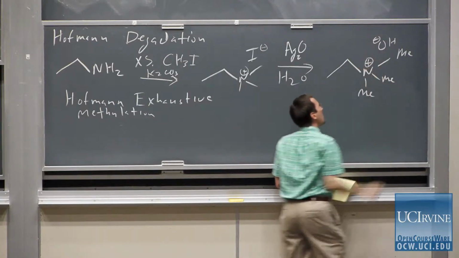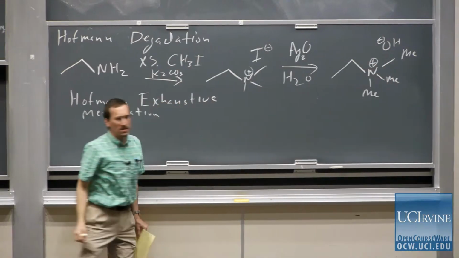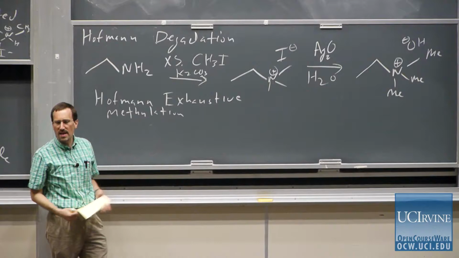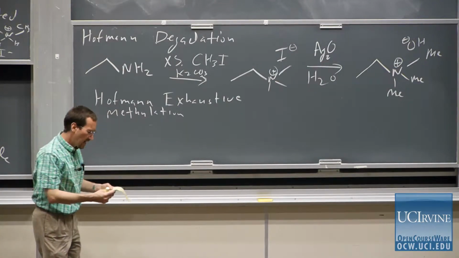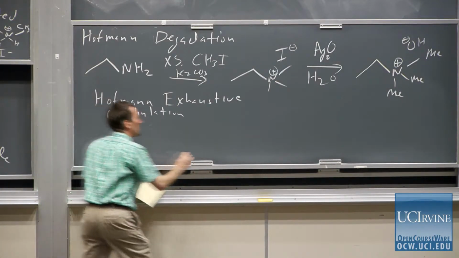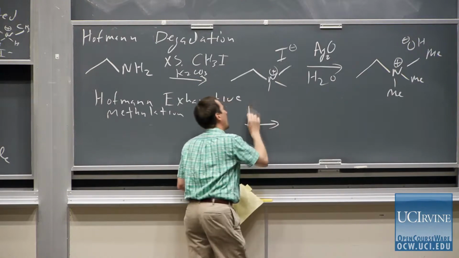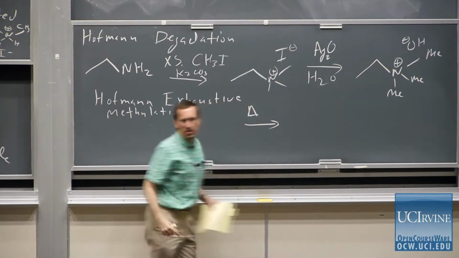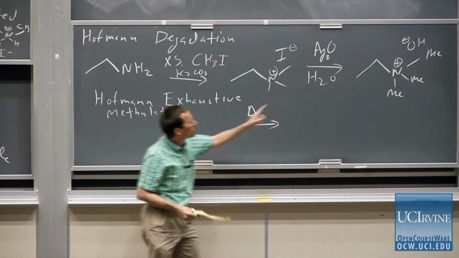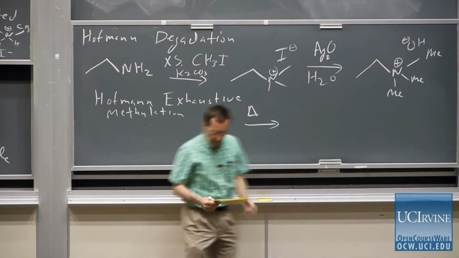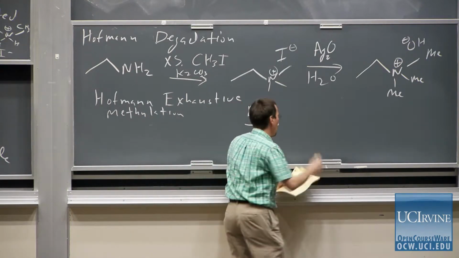And of course, hydroxide is a good base. So now we have ethyl trimethyl ammonium hydroxide. And if we heat this material, so I'll just write an arrow with a delta here. So now you go ahead, you boil up your solution. This compound's going to break down to 3 components.